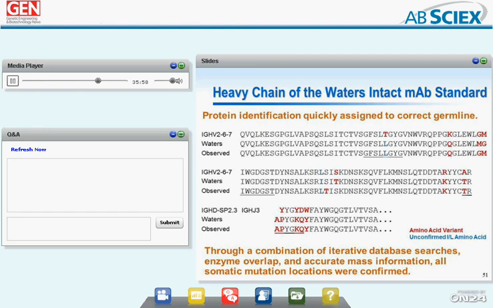We were also able to confirm an error in the labeling of the intact mass standard from Waters. In the upper right on the first row, there is an MG, but we were able to confirm by MS-MS that it actually matched the germline GM. So those peptides were positively identified, and only by interrogating the MS-MS spectra were you able to confirm that the amino acids were correctly matching the germline and not the published sequence.